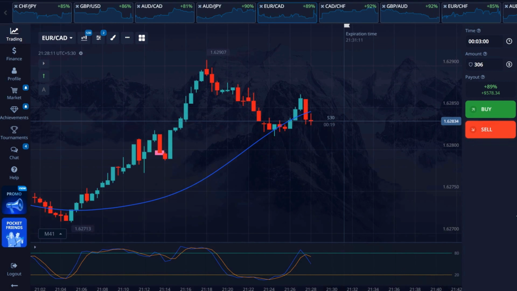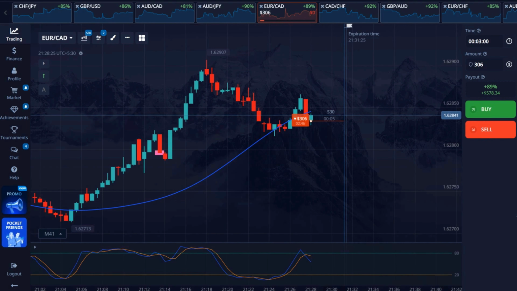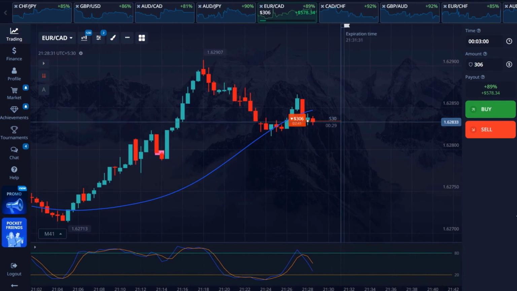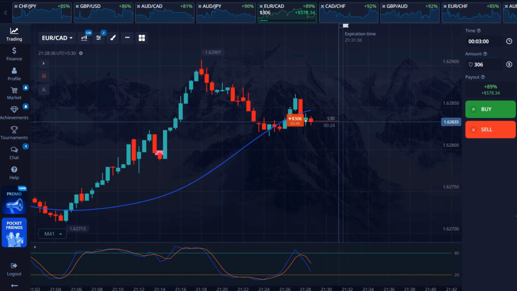All right, traders, here I've entered a sell trade using our TMA and stochastic turbo strategy. You can see the TMA line curving downward, confirming that the market is in a downtrend. Right before entry, the price moved up close to the TMA line but couldn't break above it.